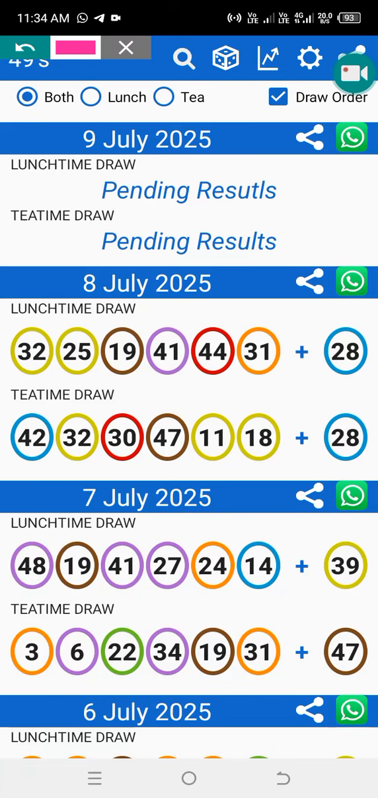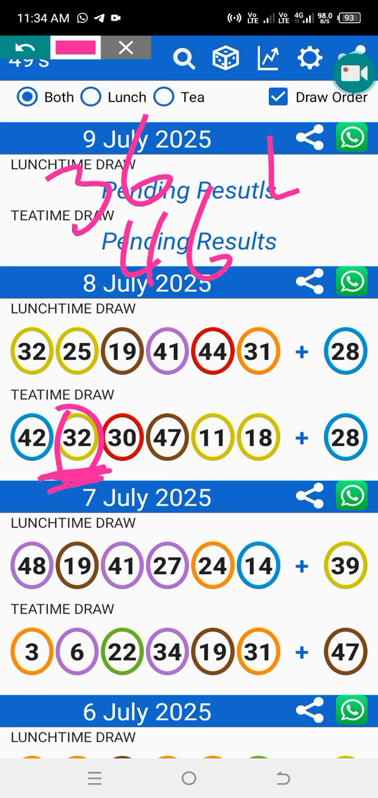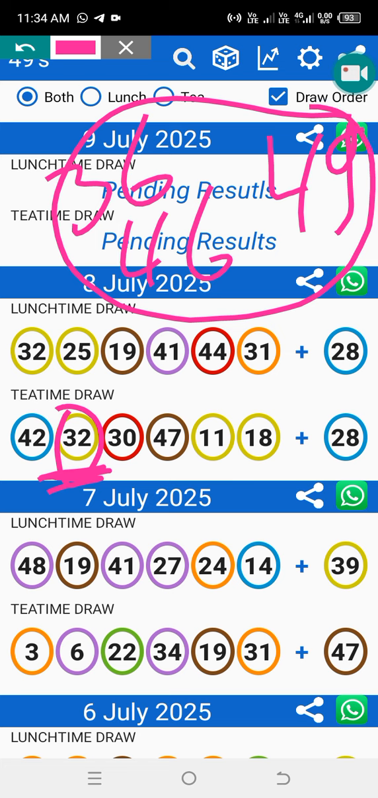So on tea time again, I'm going to show you this on tea time in case I don't get time to make a video for tea time. So we have a 32 plus 4 is a 36. 36 plus 10 is a 46. 46 plus 3 is a 49. So between those numbers, they can come. Don't worry, only one number on tea time.